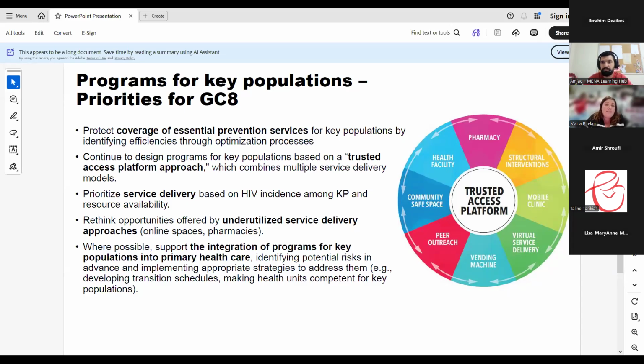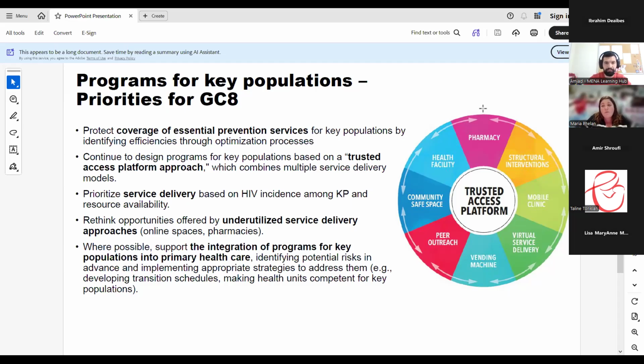It's important to continue to design programs for key populations based on this trusted access platform approach, which combines multiple service delivery models from mobile clinics, structural interventions, pharmacies, peer outreach, safe spaces, to vending machines, in order to allow access for different communities, different populations in different modalities. Service delivery should be prioritized based on HIV incidence, so really where the needs are the greatest amongst key populations, as well as resource availability.